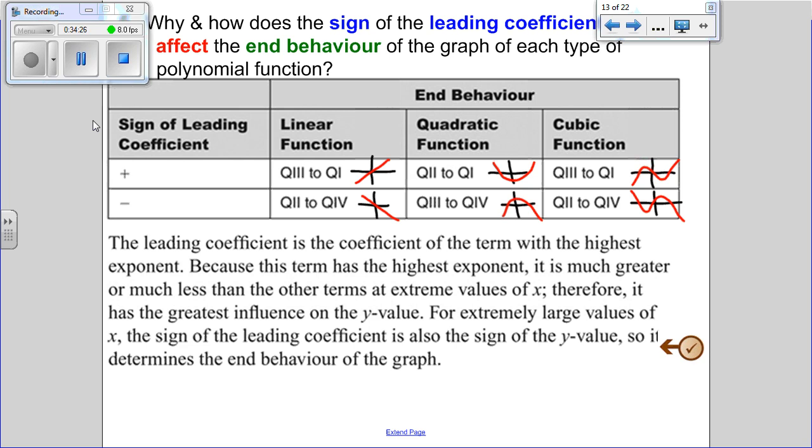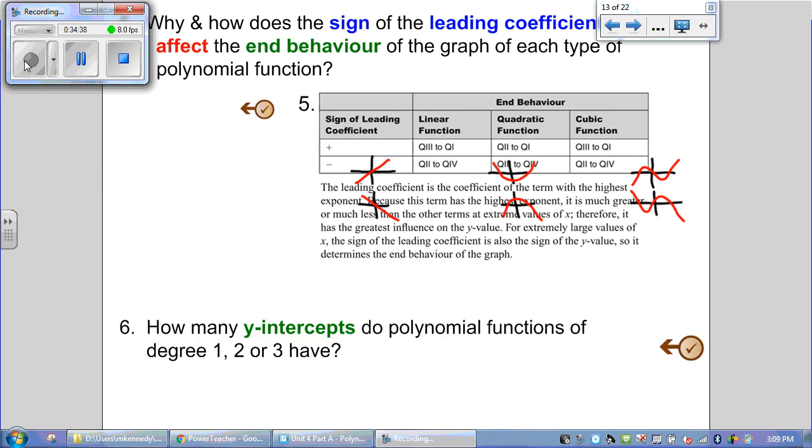Okay. How many y-intercepts do polynomial functions of degree 1, 2, or 3 have? How many y-intercepts have we always had? Just one. And why did we only ever have one? Because it was equal to the constant term. You can only ever have one constant term.